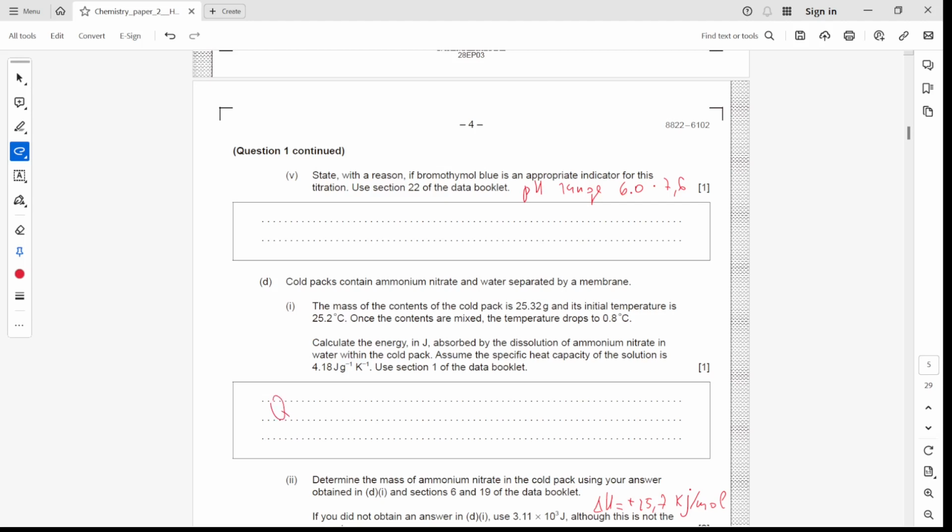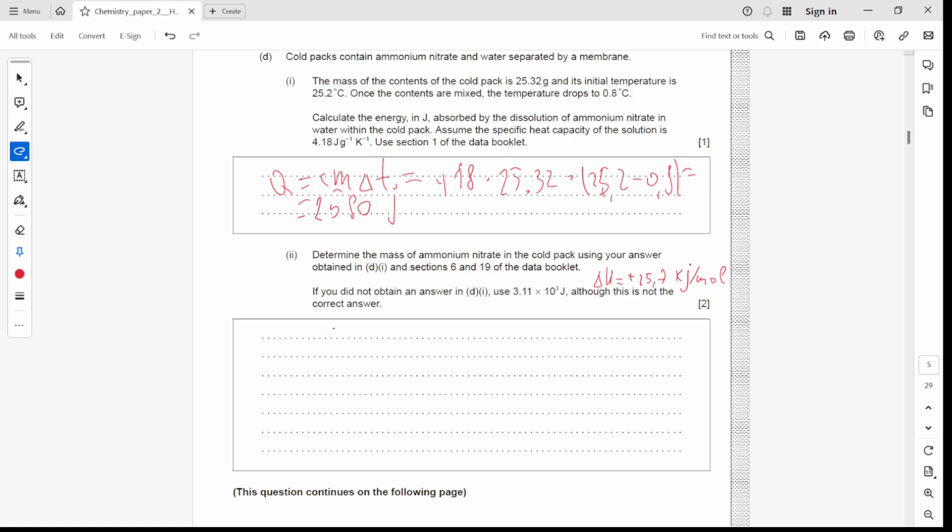The next question, we can just use this formula, right? C is 4.18, mass is 25.32, and here is just 25.2 minus 0.8, and it's gonna give us 2500 joules. Now we need to calculate the mass of ammonium nitrate that we need to dissolve.